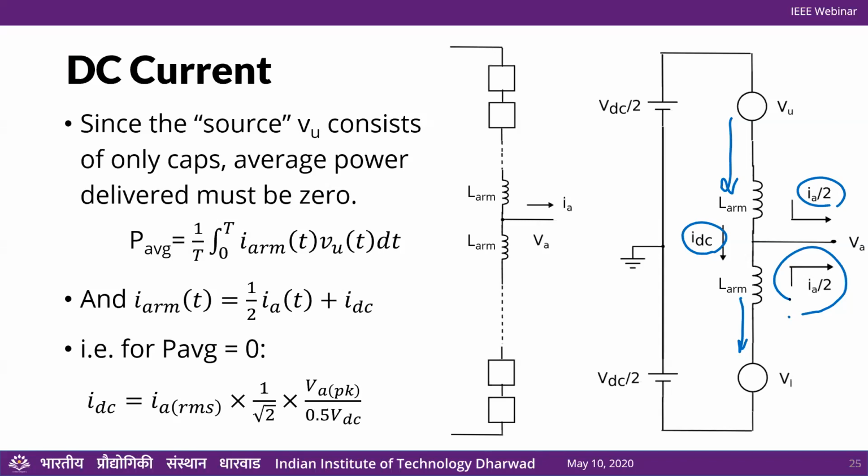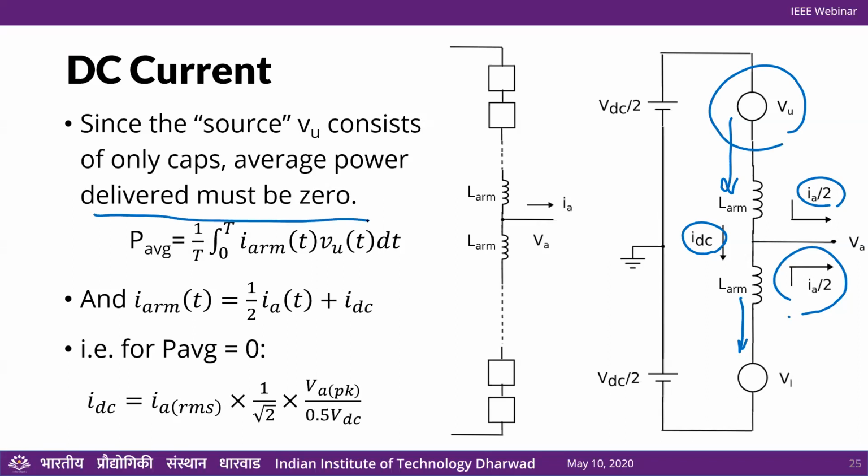So now let's just look at this average power seen by this source. Now, because VU consists only of capacitors, it's easy to say that it must not supply average power. If it supplies any average power, obviously the capacitors will discharge and the voltage will flatten out. So we don't want that to happen. We don't want it to absorb any real power either, because then the capacitors will overcharge. So the average power delivered by VU must be 0.